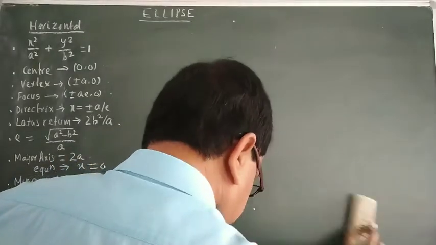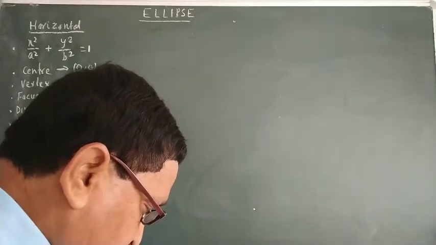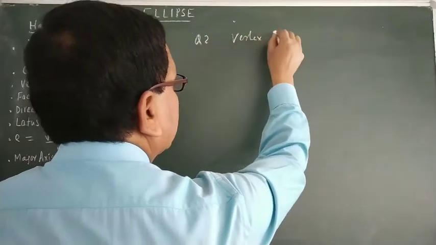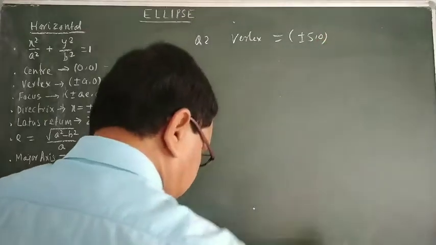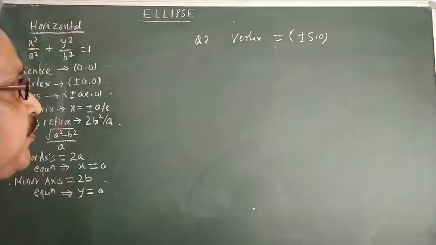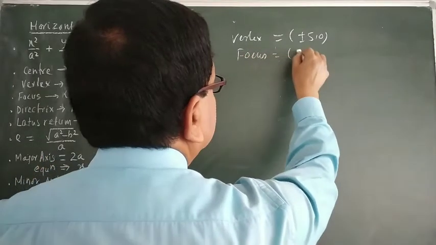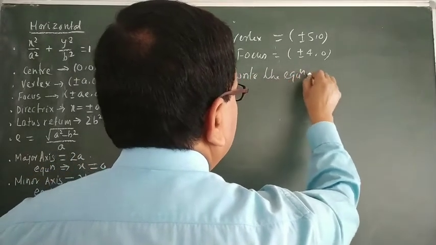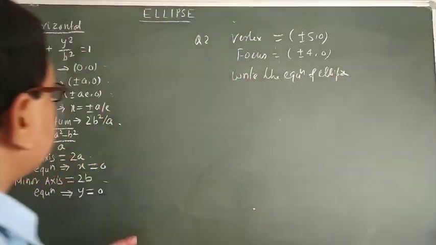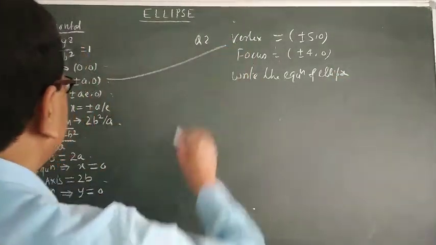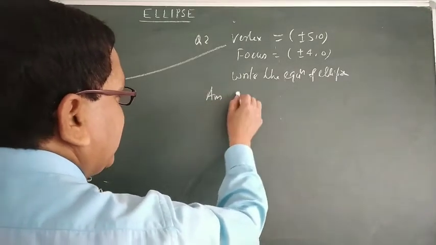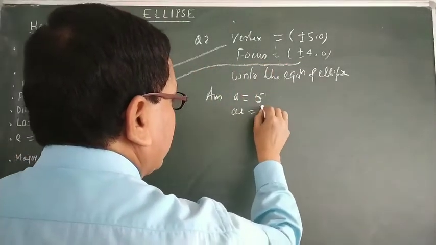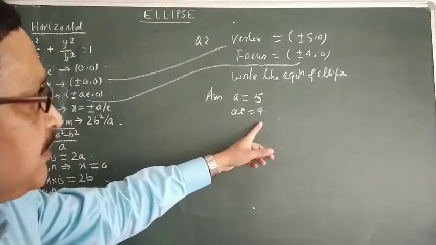Another problem of ellipse. Let us take, suppose the vertex is plus minus 5, 0 and focus is plus minus 4, 0. Write the equation of ellipse. So it is very clear that the vertex is plus minus a, 0. So a is equal to 5. Now the focus is plus minus ae, 0. So ae is equal to 4. Now you can get the value of e, but e is not needed.